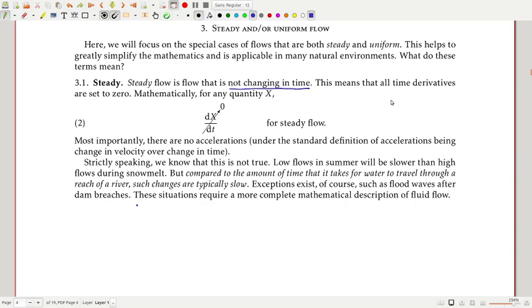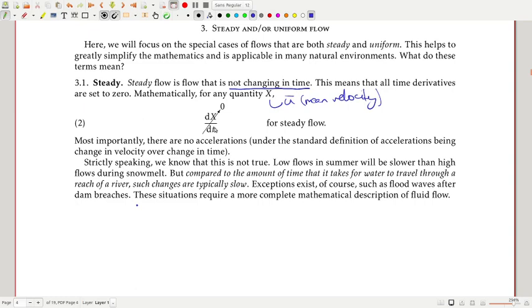This means that all the time derivatives are set to 0, right? So if it's not changing in time, anything that's d/dt has to go to 0. And x is just a dummy variable, and so x could be something like velocity, mean velocity of the flow. So in this case, we'd actually be talking about true acceleration, right? If you're talking about change in velocity over change in time. But most importantly, there are no accelerations, right? And so that's what I was just mentioning. So no changes in velocity over change in time.